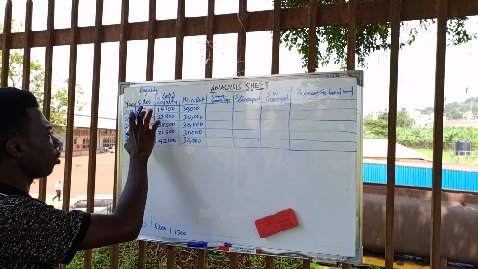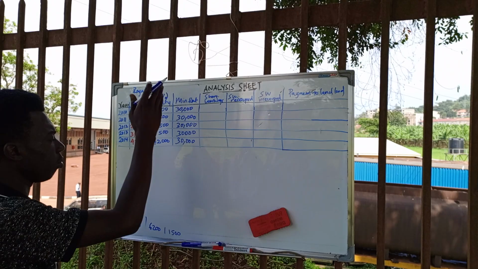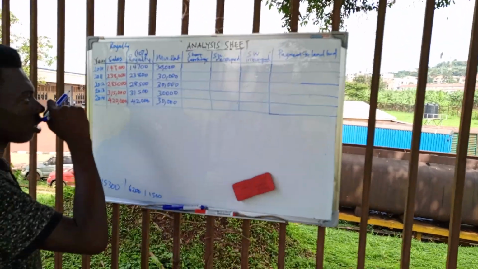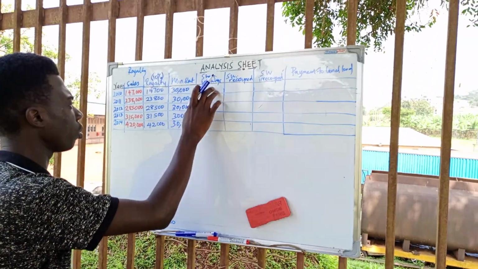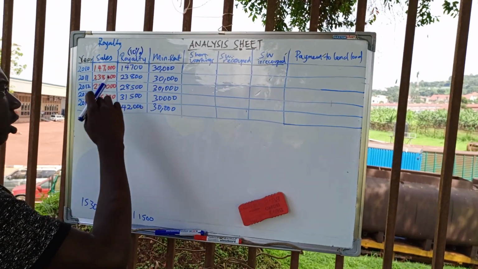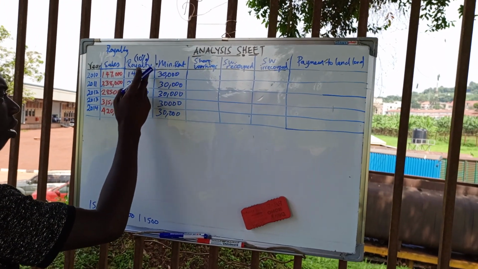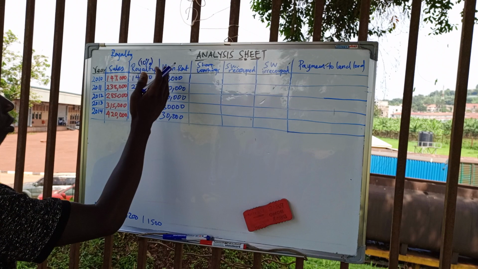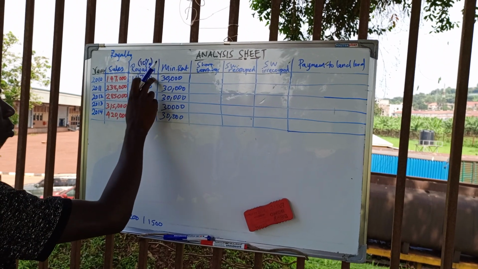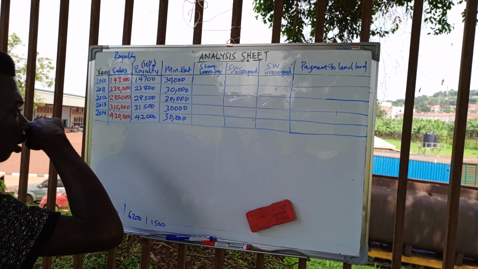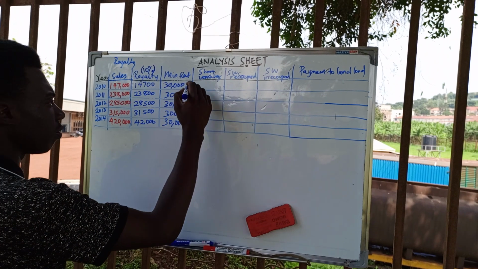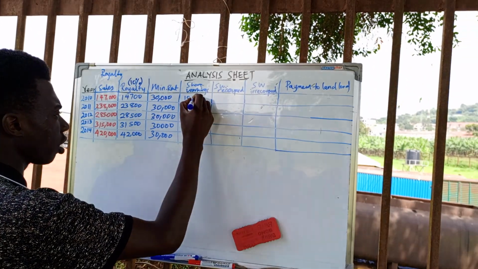So we have drawn our analysis sheet from the sales, royalty, and the minimum rent. Now we are going to look out for short workings, because to look for short workings, you look at the minimum rent column and the royalty itself. So you check, minimum rent is above the royalty. Obviously, that one we call short workings, because what you are making is less than what you are required to pay. So when you subtract, you are going to be getting 15,300 as your short workings.